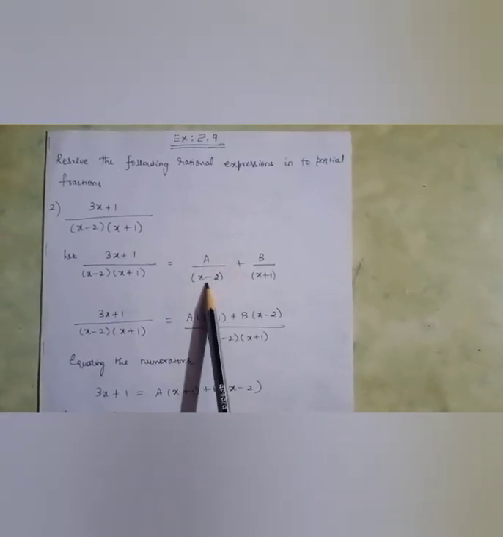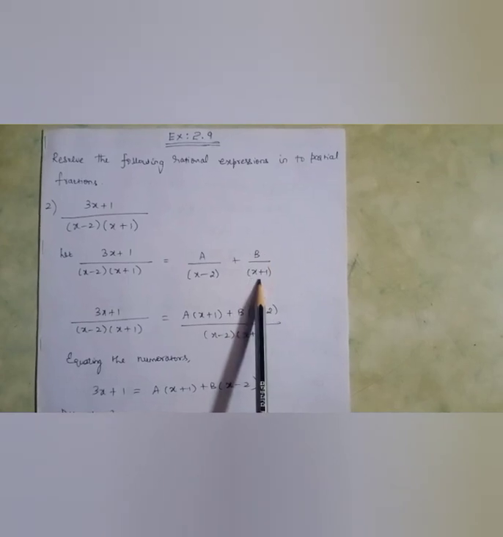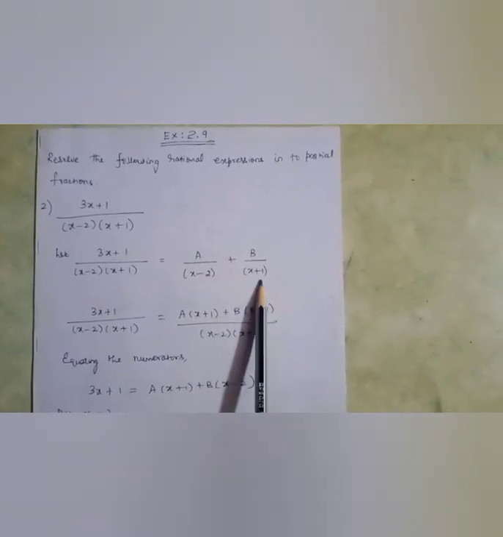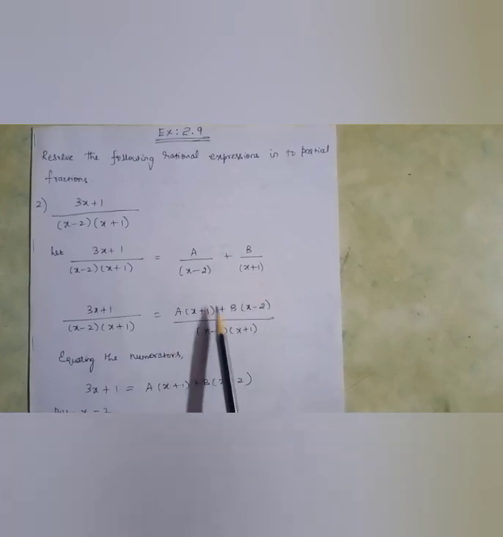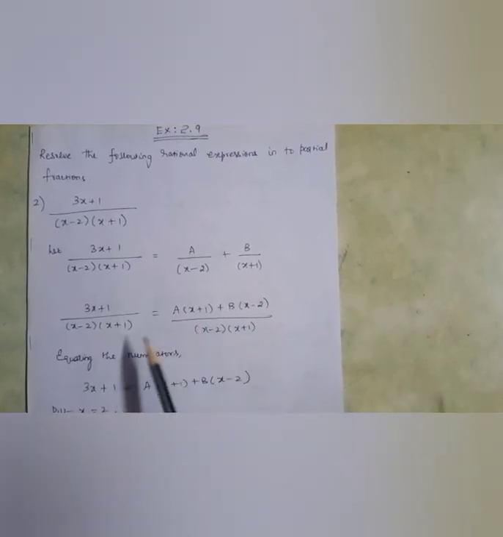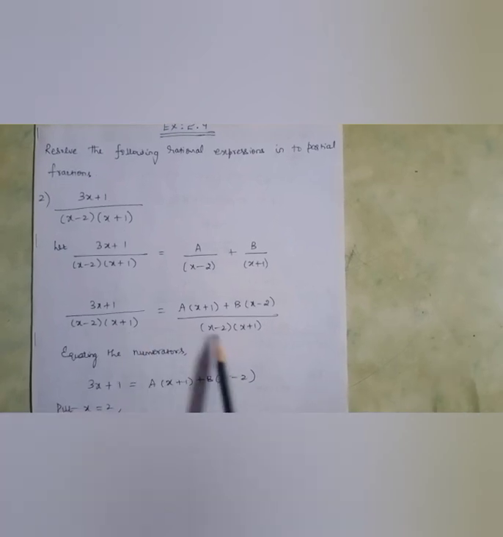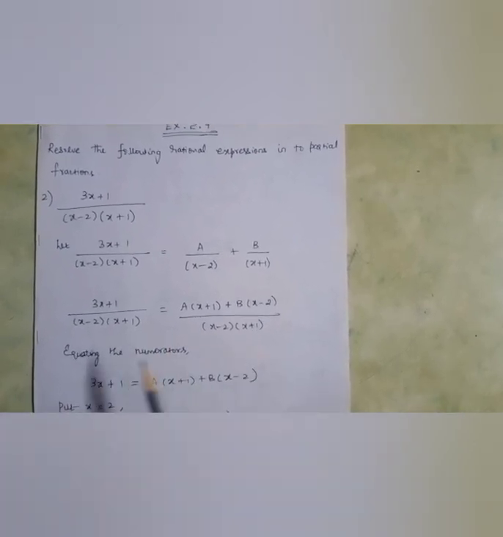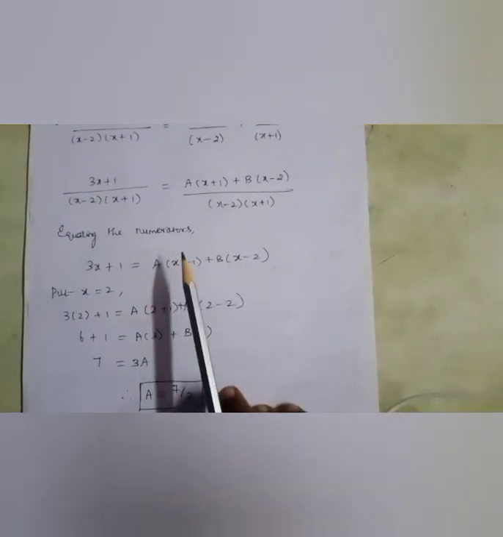A by the first factor, that is x minus 2, and b by the second factor, that is x plus 1. Now what you have to do is take the LCM. So if I'm taking the LCM, this will be a into x plus 1 plus b into x minus 2, where the denominators become the same. See, in the LHS and in the RHS, the denominator has become the same. Either you can cancel them and equate the numerator, or else you can just consider the numerators also.